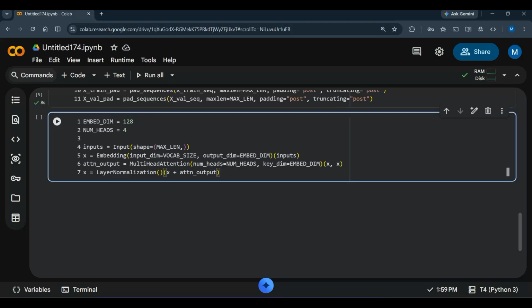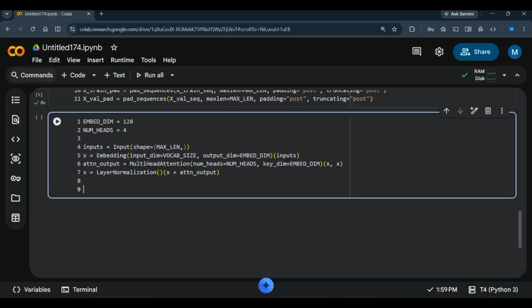Then look at x plus attention's output. That's the residual connection. We add the original character data back in, so even if attention misses something useful, the original information isn't lost. Layer normalization right after keeps all these values in a stable, consistent range so training doesn't become unstable.